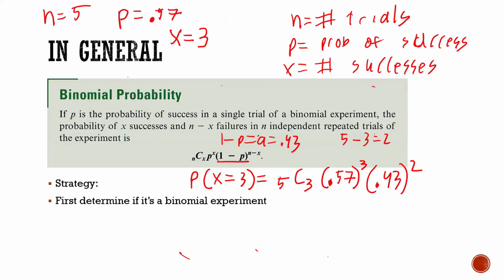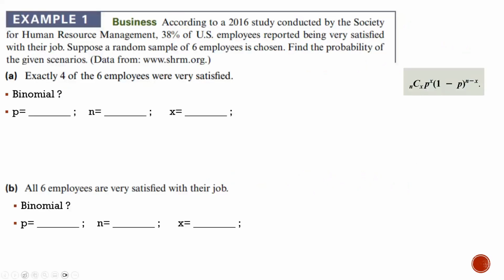Questions on how to use this formula? All right, let's just do some examples. So you find the formula, determine if it's binomial, then you determine n, p, and x, and you just plug that bad boy in. And it's going to work out really well. All right, so let's do an example. So this is the formula right here. It's not that hard to memorize.